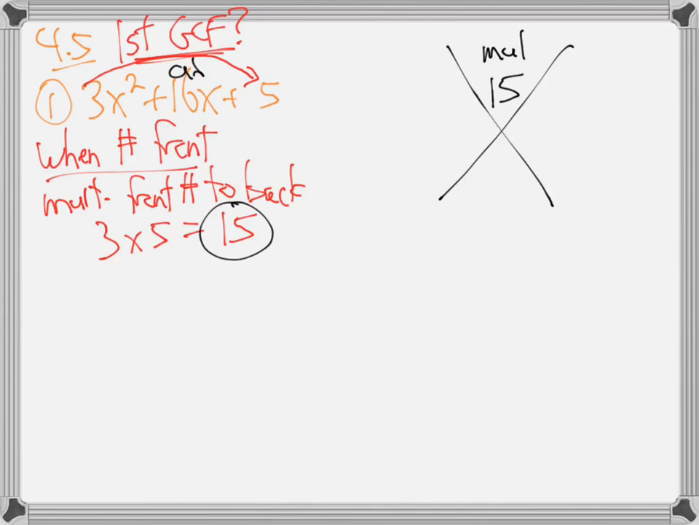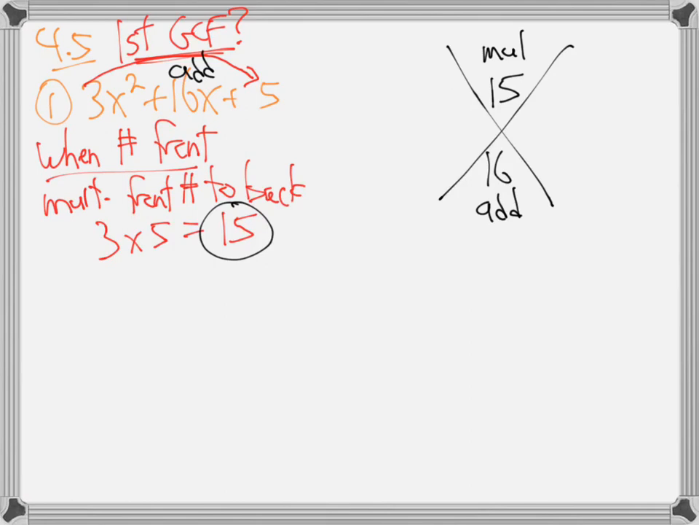The middle is still the same, add to be 16, right? That's still the same, no difference there. So the only thing we've done different is instead of just grabbing the 5 and putting it for the multiply, I took the front number times the back. That's the only difference. If you have a number in the front, you have to multiply it to the back number when you write it in the diamond thing.